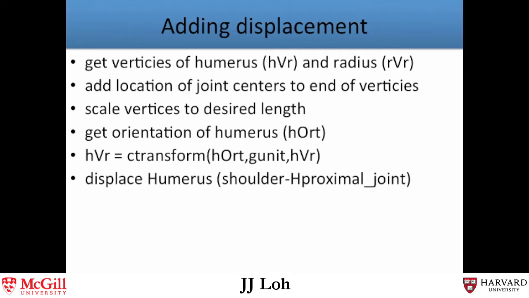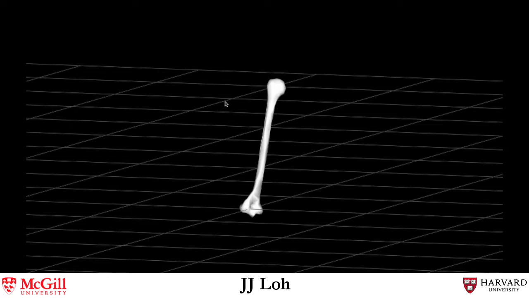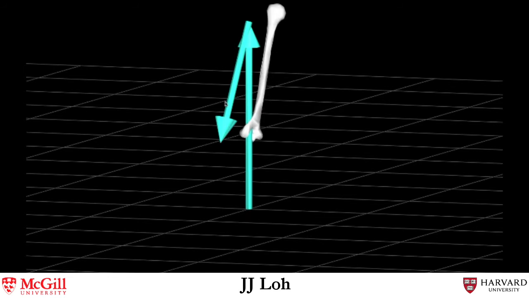6. Displace the humerus to align the proximal joint of the humerus to the shoulder joint center, a randomly chosen fixed location. Here we have to use vector subtraction. The shoulder joint center, which is randomly chosen, minus the proximal joint center of the humerus.